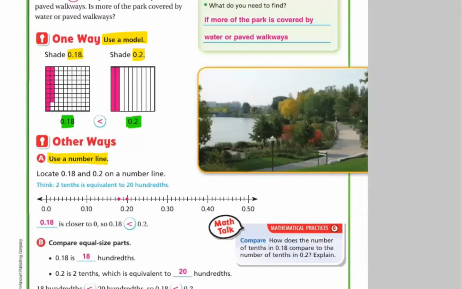As you see here, this point represents 0.18, and this point represents 0.20. What comes first is smaller. So 0.18 comes first on the number line, so of course it will be smaller than 0.20. And we can write 0.2 as 0.20, as we learned before. So we can say 0.18 is less than 0.2.